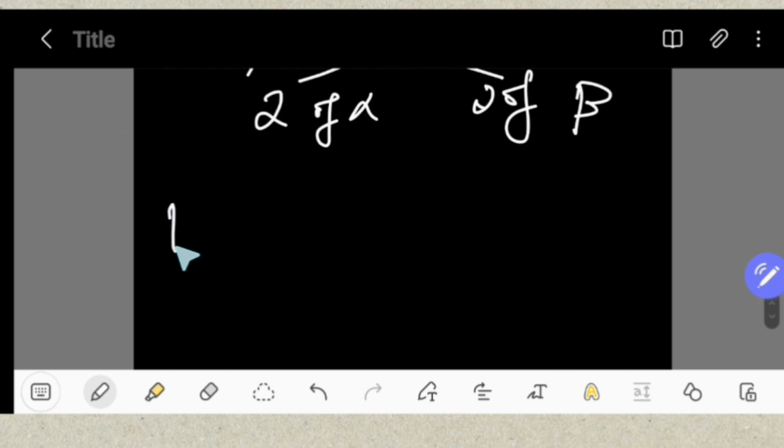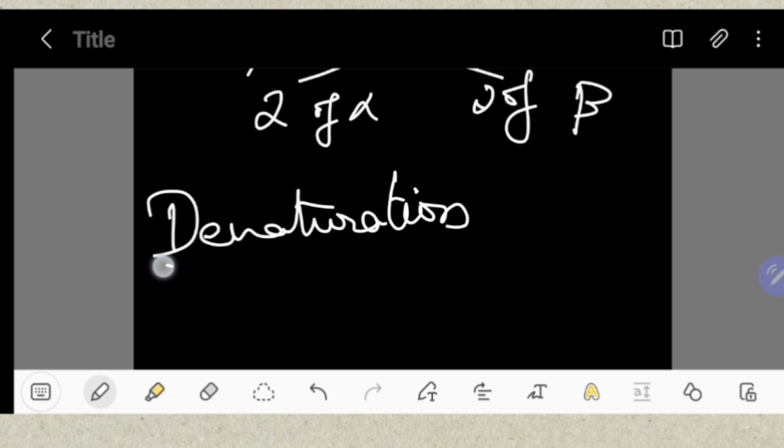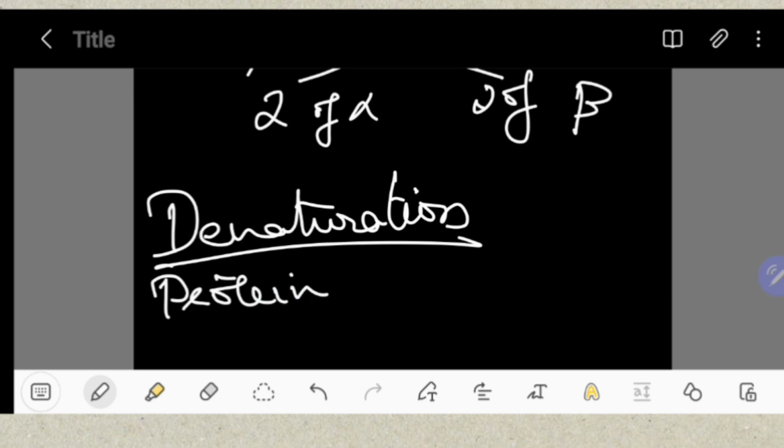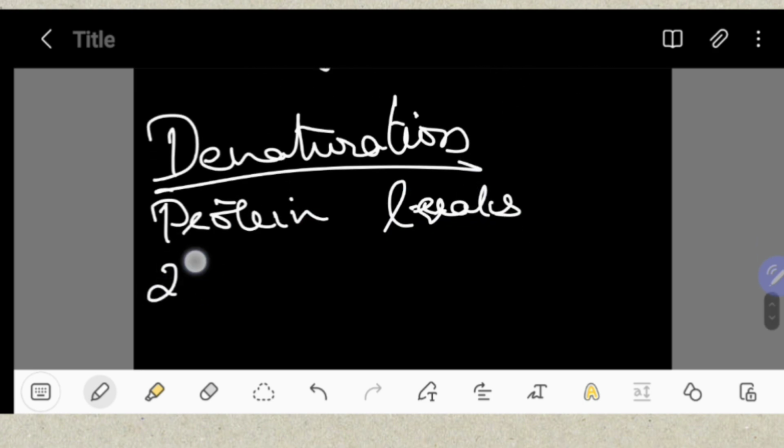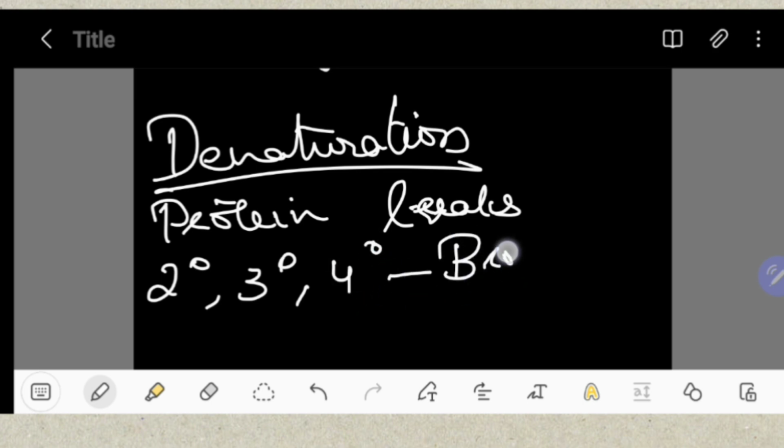And one more thing is denaturation. Denaturation means when high heat is given or when pH level is changed and all, the protein breaks. And when it breaks, secondary, tertiary, quaternary, everything is broken, but primary remains intact. Primary is kept as it is, not touched.